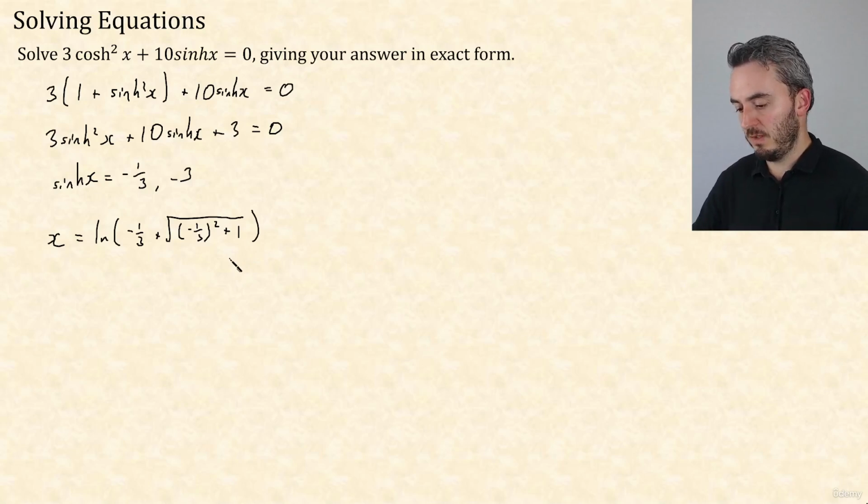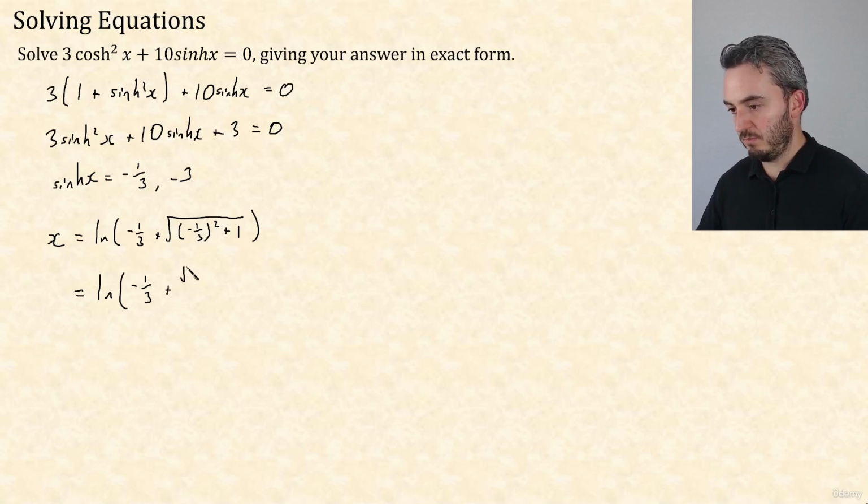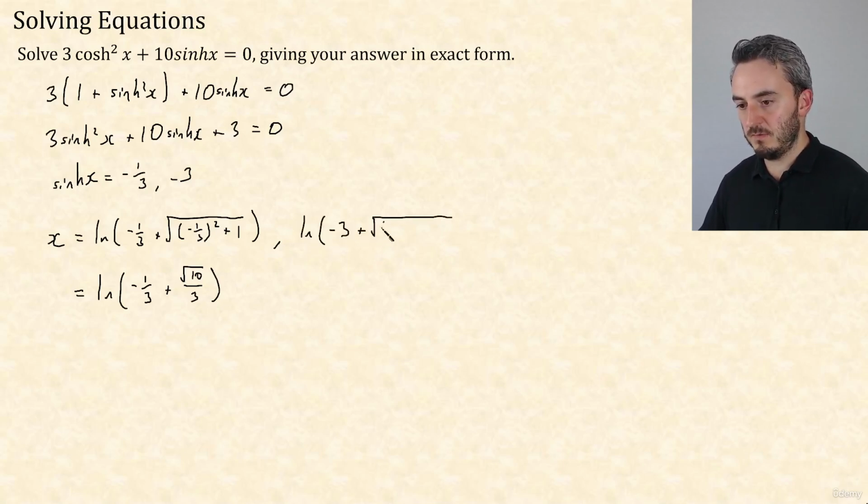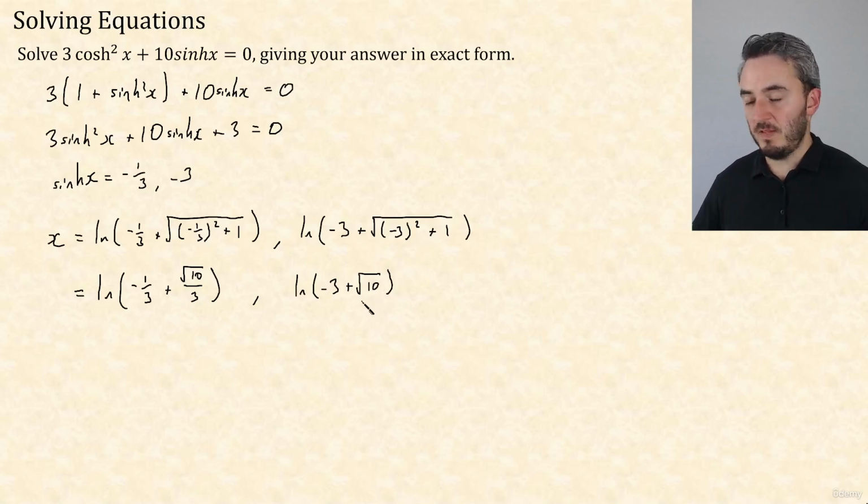And you can always use this result unless they make it very clear in the question that that's not on. So what's going on inside that bracket? We've got minus a third squared plus 1 and the square root of that, so that's root 10 over 3. So one solution is ln of minus a third plus root 10 over 3. And then our other solution is ln of minus 3 plus the square root of minus 3 squared plus 1. And what is that? Well, that's just root 10 in there. So that's ln of minus 3 plus root 10. And there are our answers.